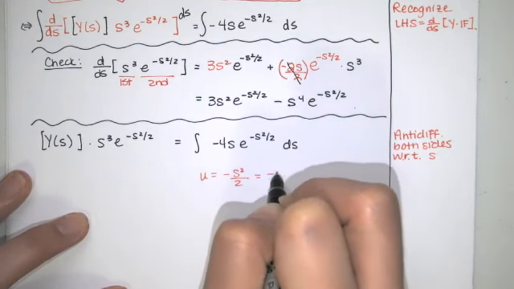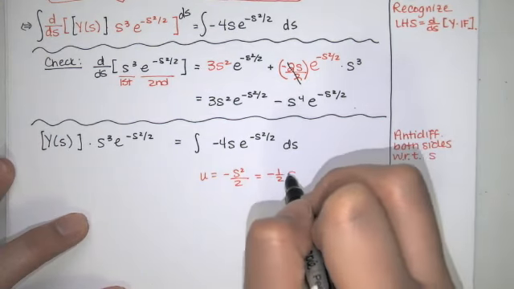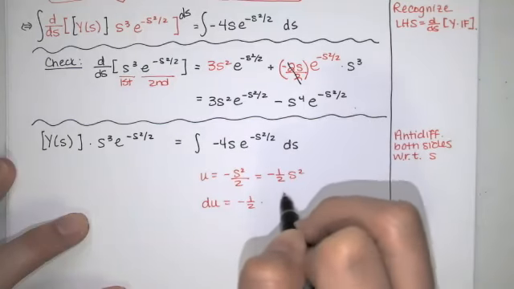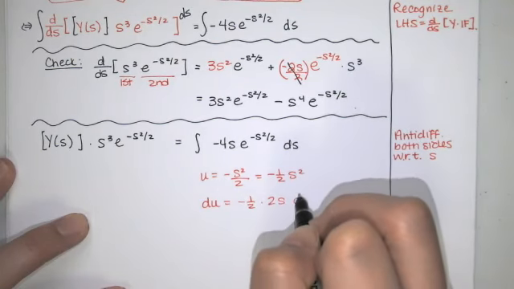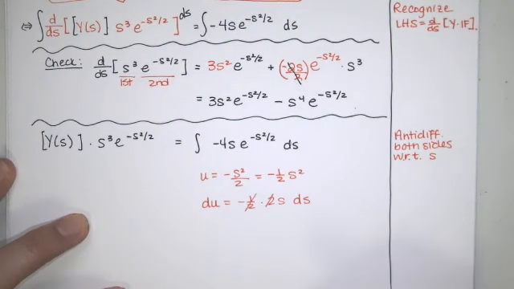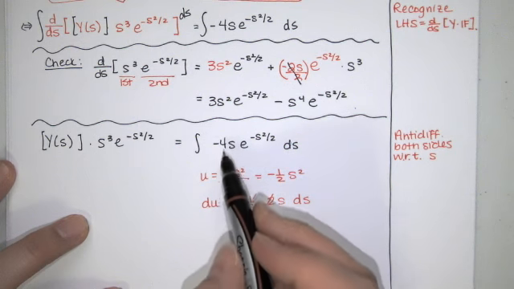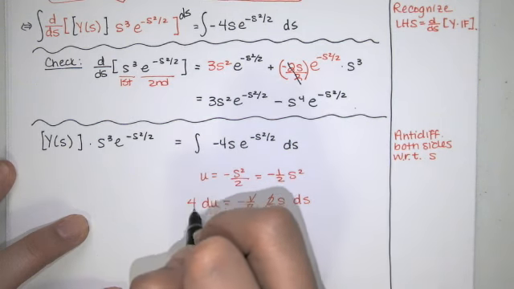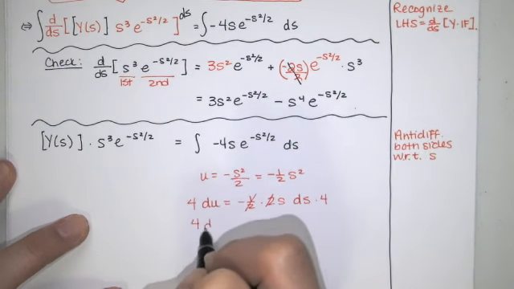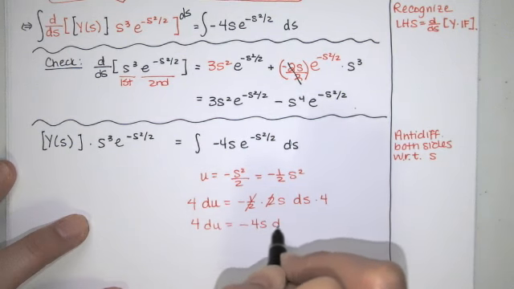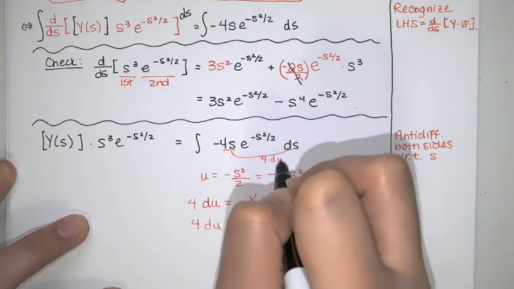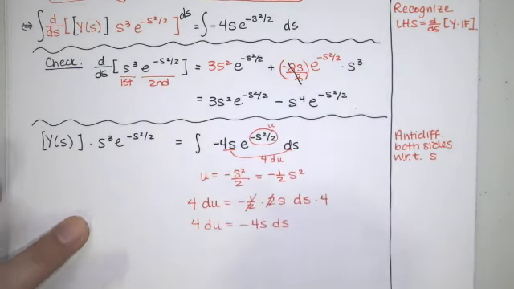And you can write it like that if you want to, or you can write that u as -1/2 s squared. Then du is -1/2 times the derivative of s squared, which is 2 times s to the first, times ds. The 2's reduce, and now I've got a -s ds is equal to du. It's close to what I have up here, but not quite. I need a -4s ds. So I'll multiply both sides of this by 4. So 4 du is -4s ds. So that's my 4 du. And that's an e to the u.